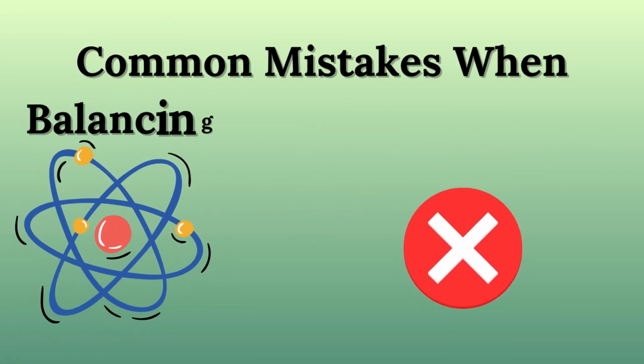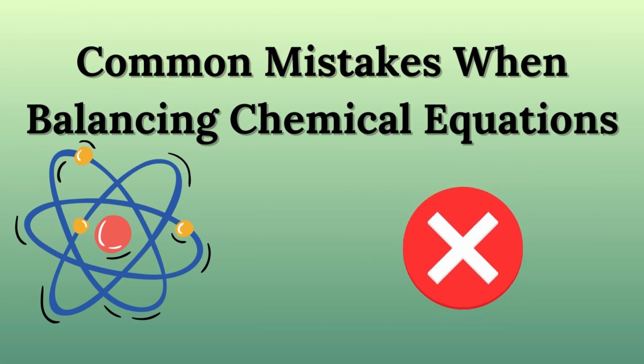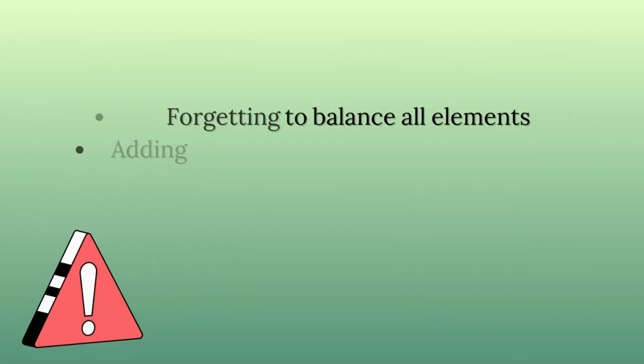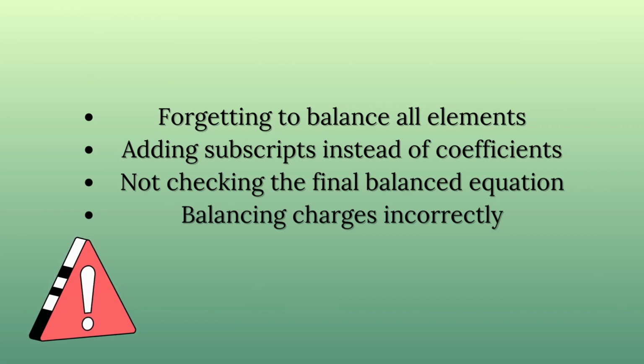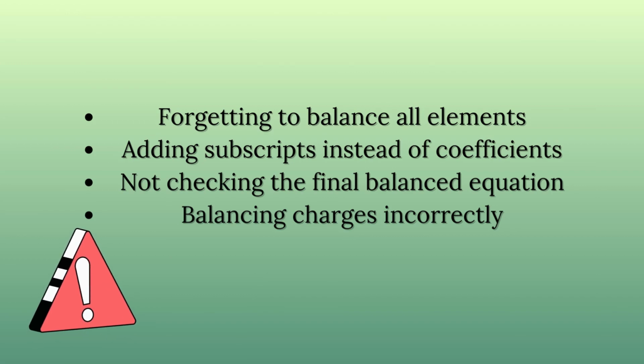Now we will talk about some common mistakes made when balancing chemical equations. Number 1. Forgetting to balance all elements. Number 2. Adding subscripts instead of coefficients. Number 3. Not checking the final balanced equation. Number 4. Balancing charges incorrectly.